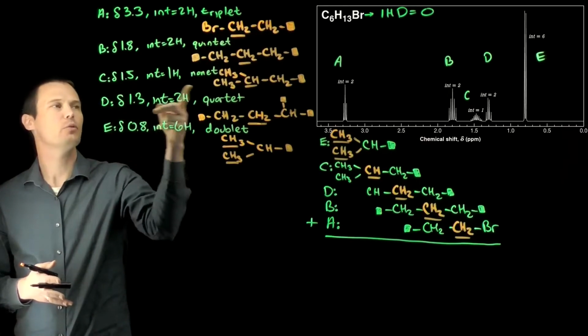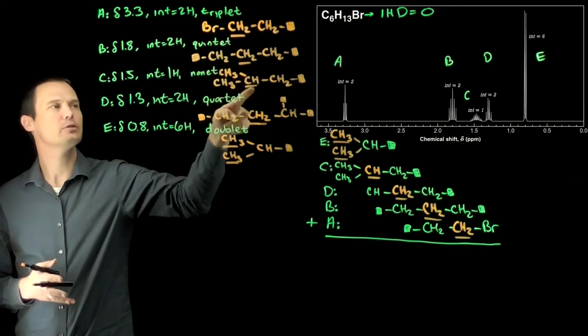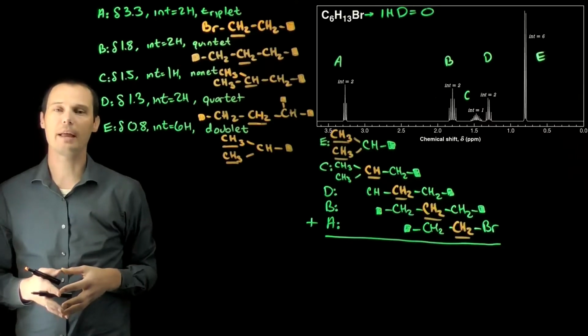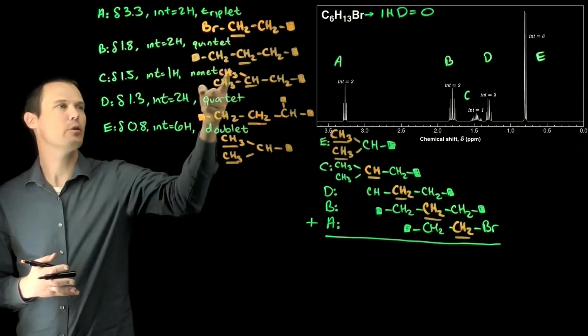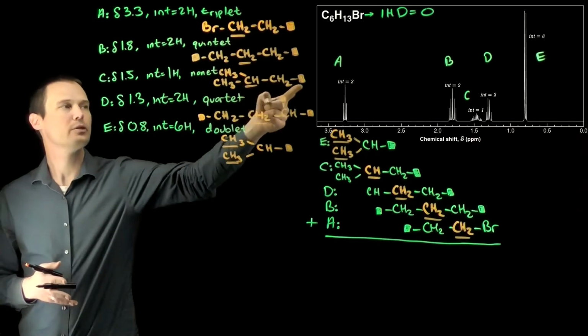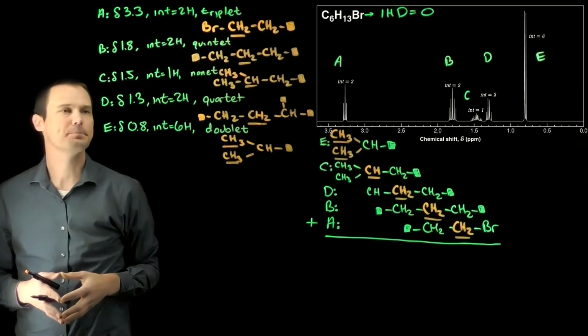Signal C has a chemical shift of 1.5. It has an integration of 1H, so there's only 1 hydrogen on this carbon. I've gone ahead and underlined it. And it's a nonet, which means there are 8 neighbors. There's only one way to get 8 neighbors, and that would be 2 methyl groups on one side and a CH2 group on the other side. The CH2 group still has 1 more open valence, and so there's a box here.